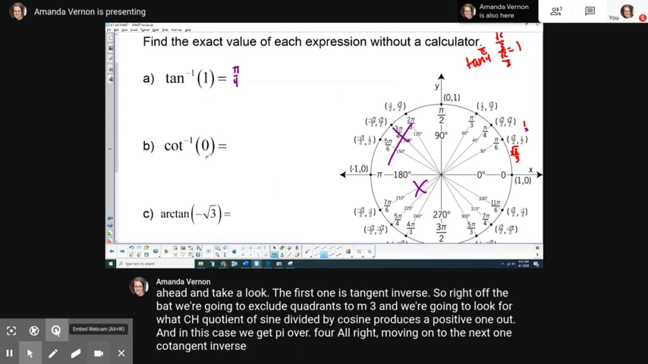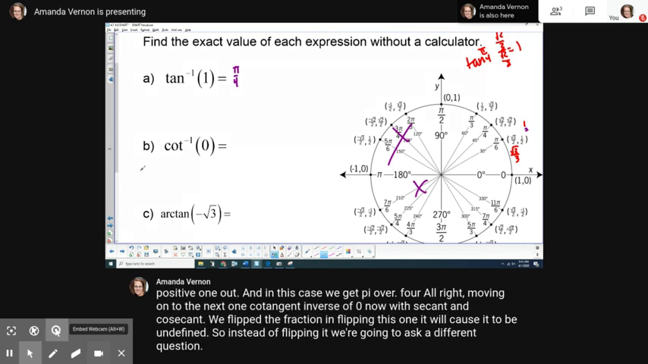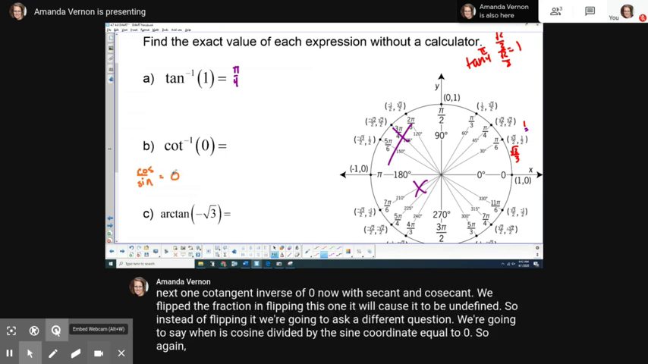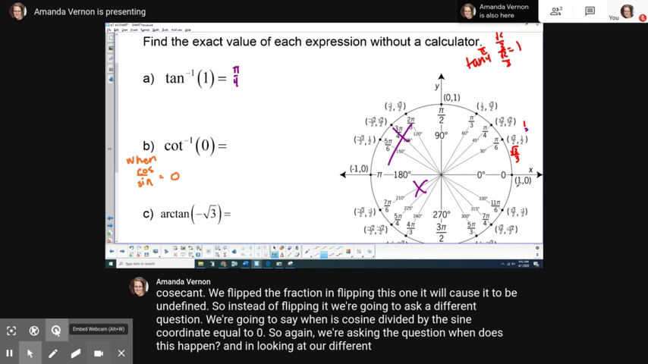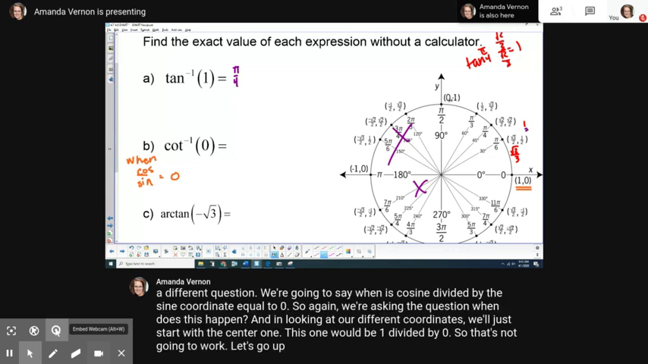Cotangent inverse of 0. Now, with secant and cosecant, we flipped the fraction. In flipping this one, it will cause it to be undefined. So instead of flipping it, we're going to ask a different question. We're going to say, when is cosine divided by the sine coordinate equal to 0? So again, we're asking the question, when does this happen? And in looking at our different coordinates, we'll just start with the center one. This one would be 1 divided by 0, so that's not going to work. Let's go up here because just naturally we would go to that top point.